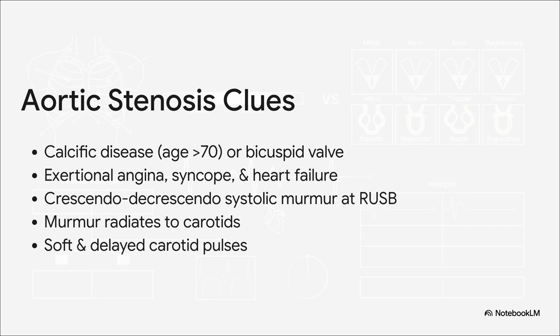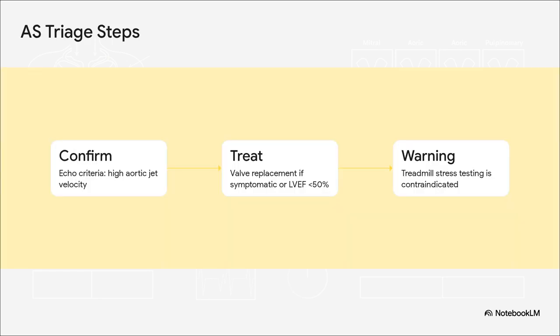On the physical exam, your buzzwords are a soft delayed carotid upstroke, that's your pulsus parvus et tardus, a soft or single S2, and a harsh crescendo-decrescendo systolic murmur at the right upper sternal border that radiates straight up to the carotids. Your triage logic for aortic stenosis is pretty straightforward.